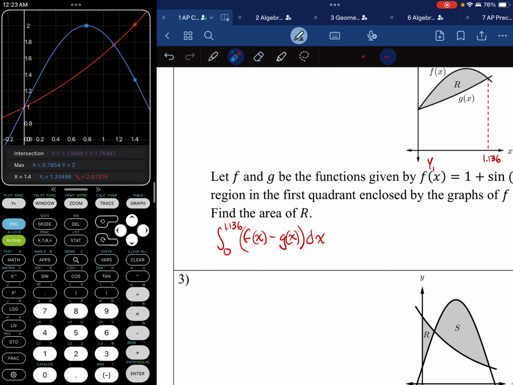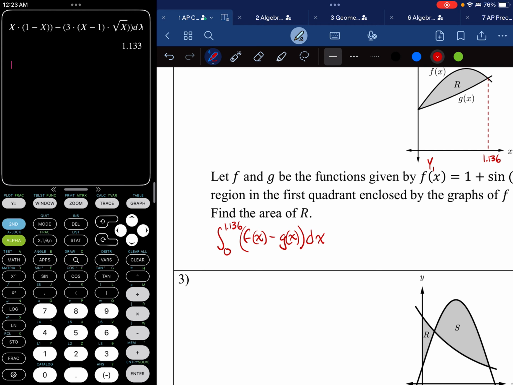It doesn't matter in any of AP Calculus. I don't think this will ever take off a point, so I just like being formal. So from this, I'm just going to type it in. Oops, I meant to do second mode to get out of this.